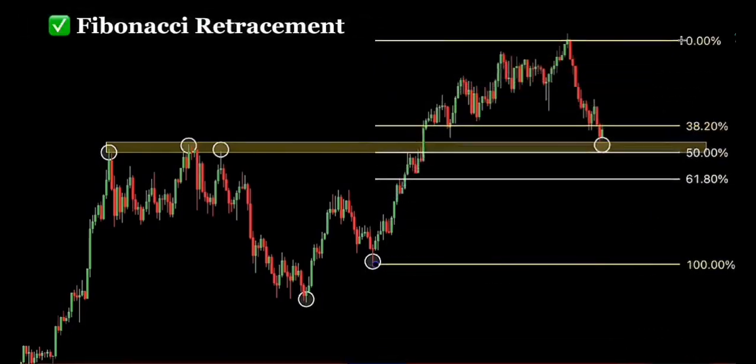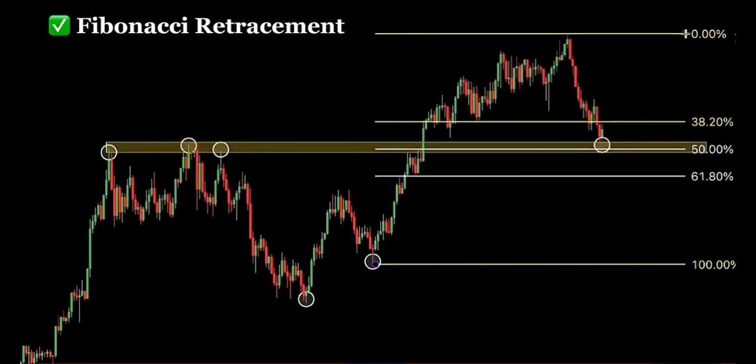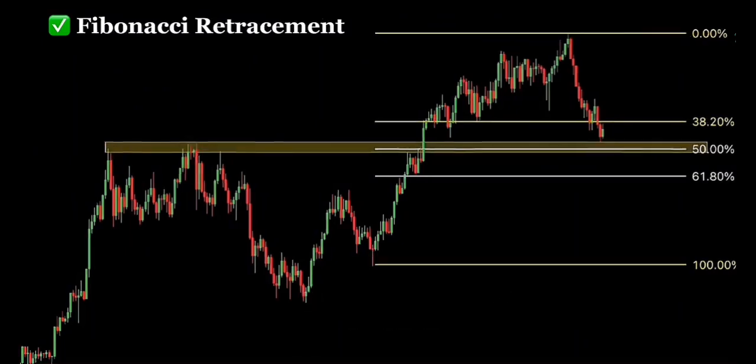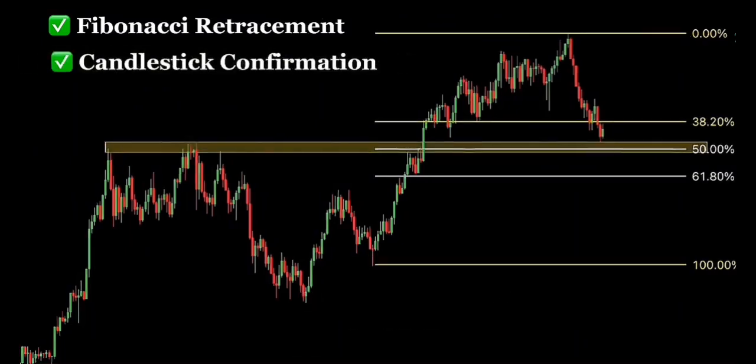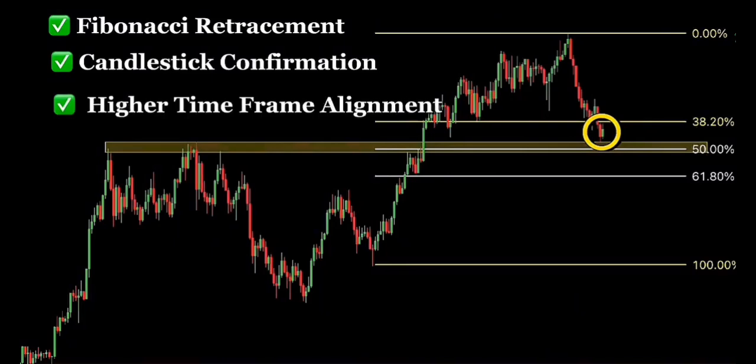Fibonacci retracement: the broken resistance aligns with the 50% or 61.8% retracement level, which often acts as a support zone. Candlestick confirmation: a strong bullish engulfing candle, pin bar, or rejection wick signals that buyers are stepping in. In this case, we have an inside bar candlestick pattern. Higher time frame alignment: since this trade is on the 15 minute chart, we need to check the higher time frame, the 1 hour chart, to confirm that the trend is up, ensuring alignment with our trading time frame.